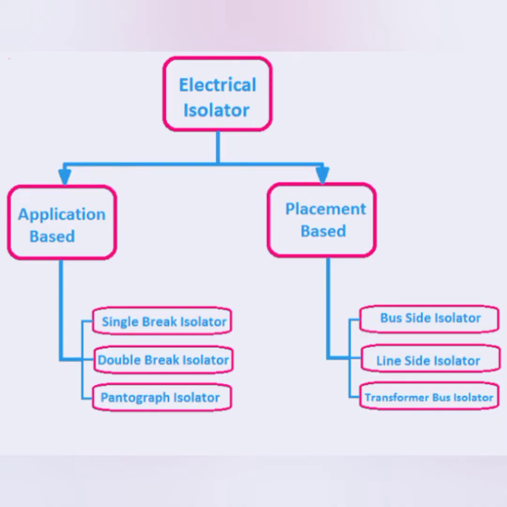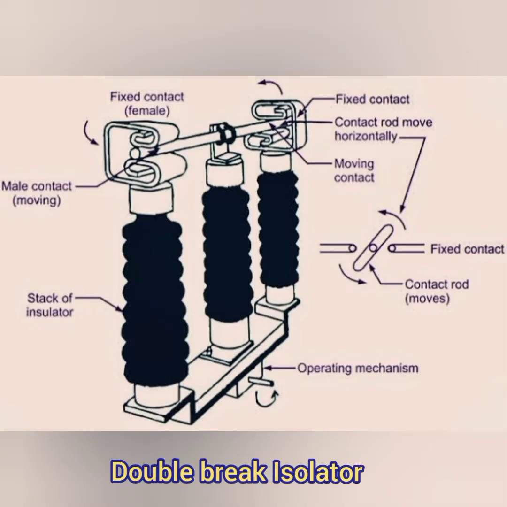So these are the types of isolator based on the application: single, double, and pantograph. Then based on the placement: bus side, line side, and transformer or transfer bus side. So this is an example of the double break isolator. As I said, the fixed female contacts, two in number, connect to the bus, and the male contact, which is the moving contact, makes contact with the female contacts, and the connection happens. Closing and opening are done by the rotation of the male contact.